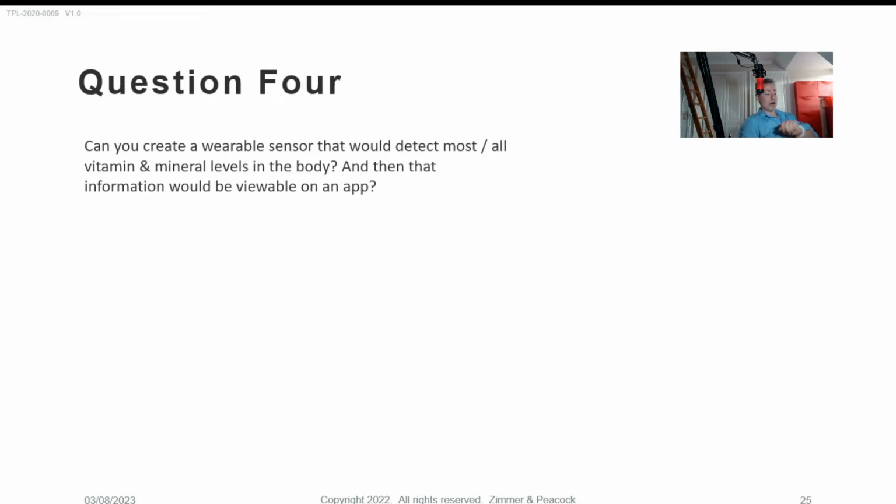and it's a wearable biosensor. It has microneedles that push through my skin, and the rest of this electronics is really just the electronics to drive that microneedle array. So at Zimmer & Peacock, we do have some very sophisticated electronics, biosensors, wearable biosensors. Can we measure vitamins and minerals in the body?